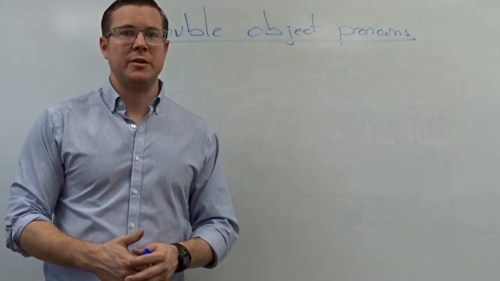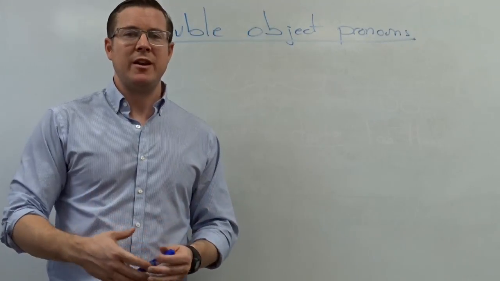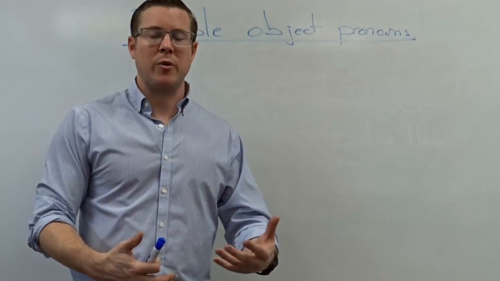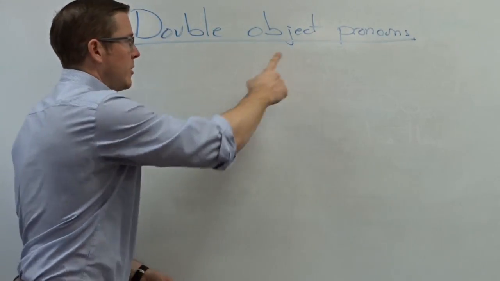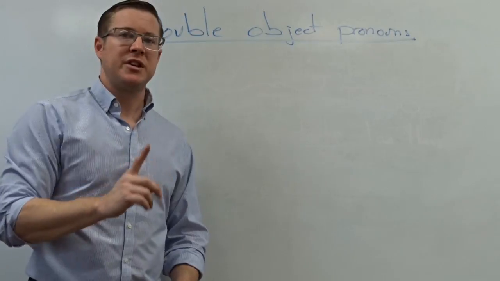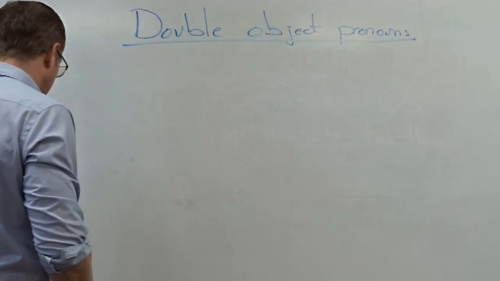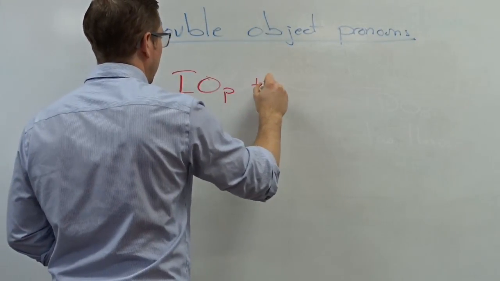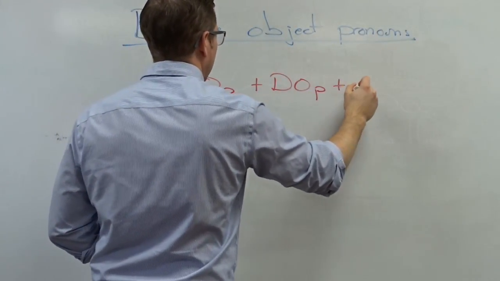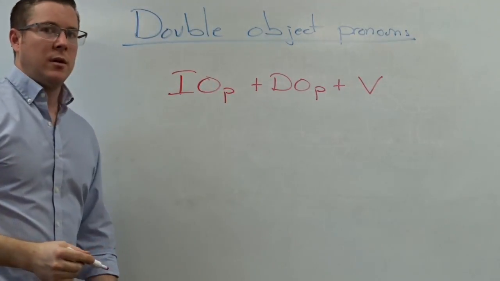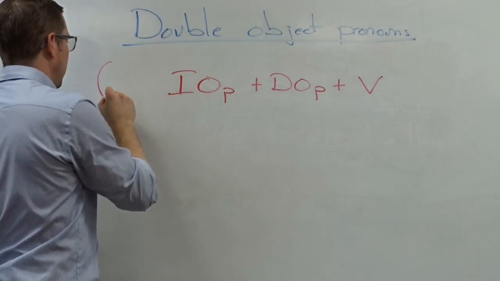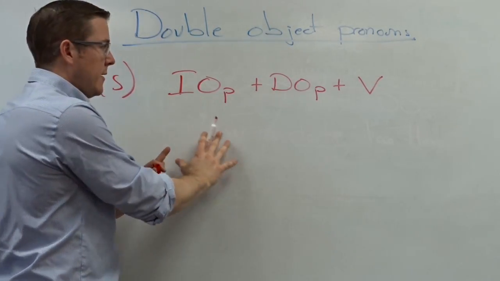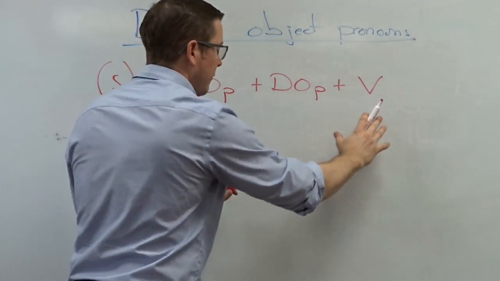This is the final piece of the puzzle. What do we do when we have an indirect object pronoun, but we also want to replace the direct object in the sentence with a pronoun as well? We have double object pronouns. The first thing I want you to do is write down this formula. Okay, we have our indirect object pronoun, then our direct object pronoun, then our verb.